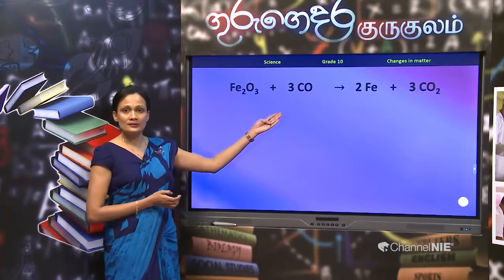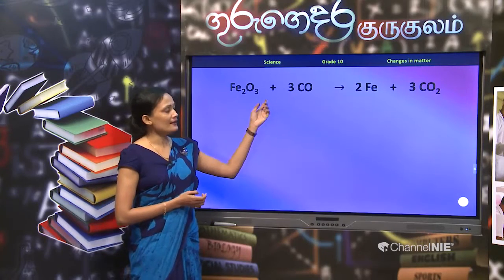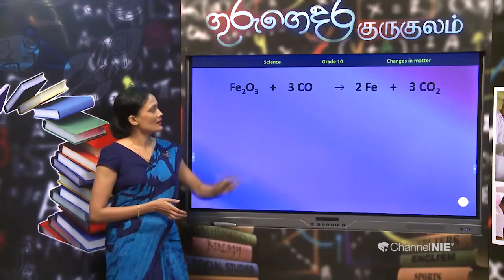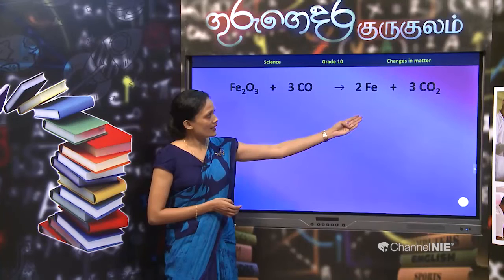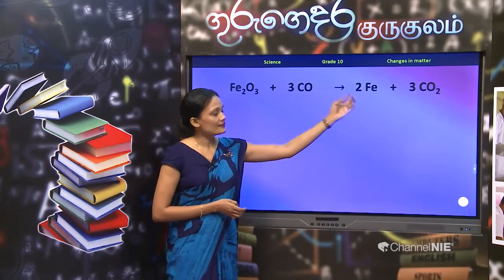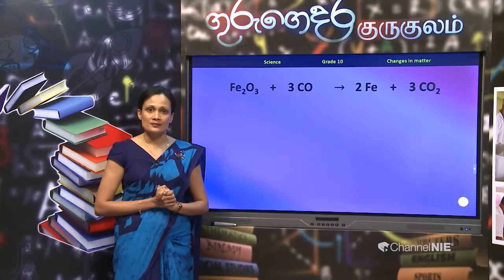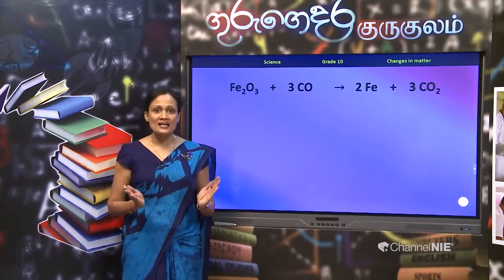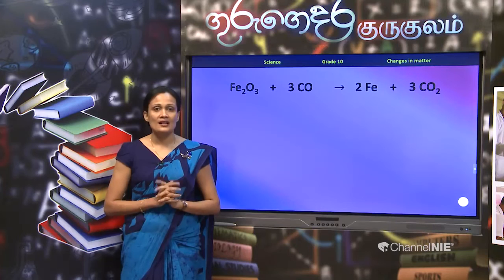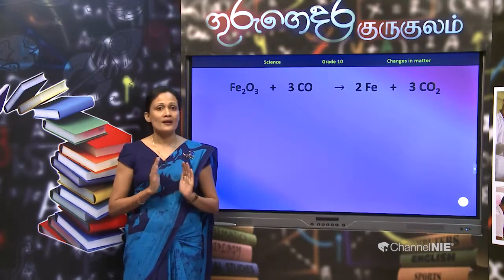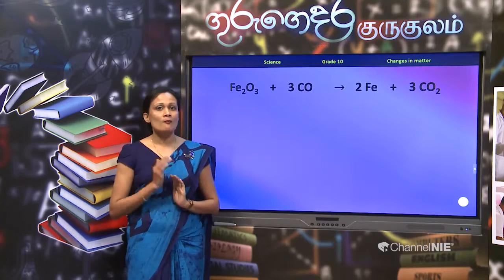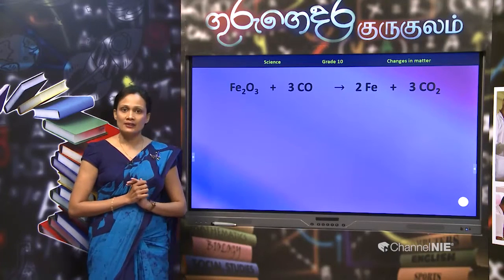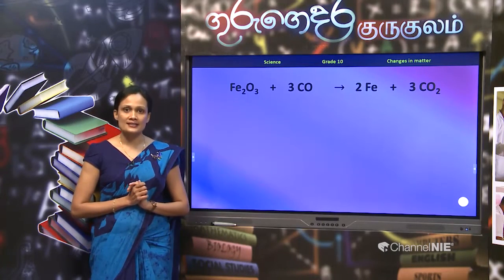Look at carbon. In carbon monoxide there are 3 carbon atoms. On the product side, in carbon dioxide, 3 carbon atoms. That's why the carbon atoms are also balanced on both sides. It is clear to you. Now I am going to explain the information that we can get from that balanced equation.